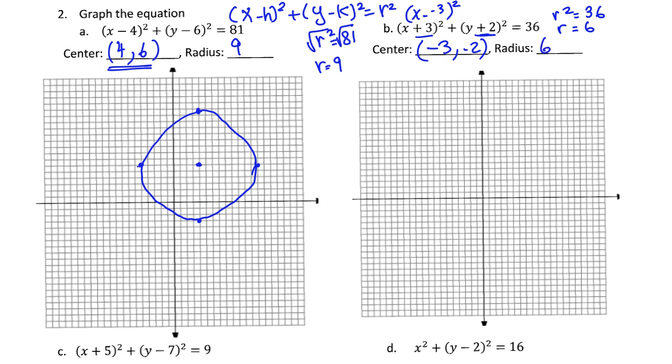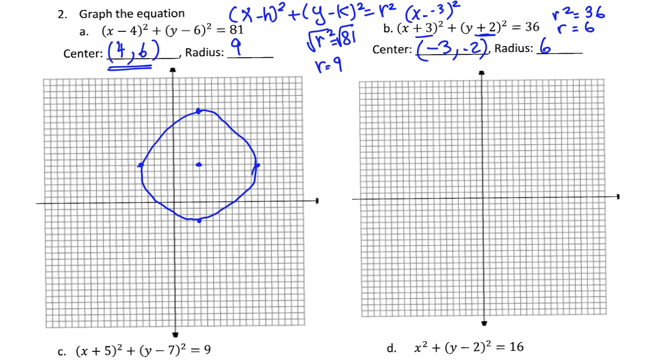Think about your center will be always the opposite of what you have in each one of your binomials. So this was x minus 4 to the power of 2 and y minus 6 to the power of 2. So it will be always the opposite sign.